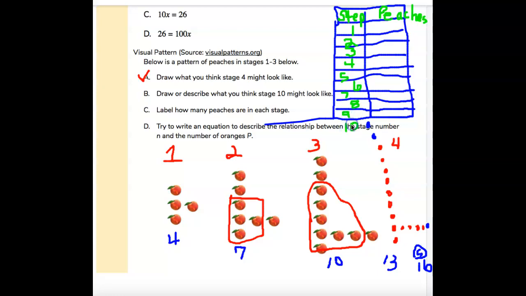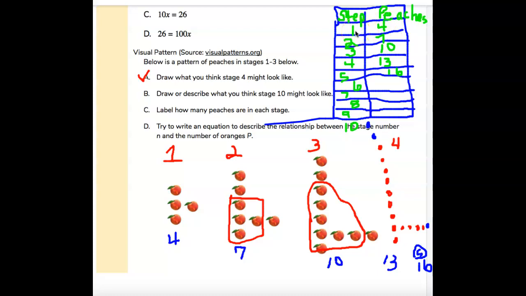All right, so let's see what we have so far. In stage 1, we have 4. So let's put that in there. Okay, in stage 2, we have 7. In stage 3, we have 10. And stage 4, we have 13. And stage 5, we have 16. So let's see if we can find a pattern, okay?